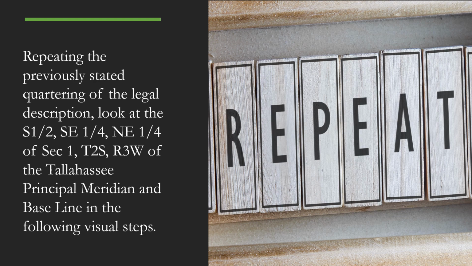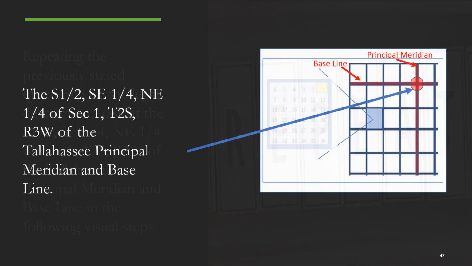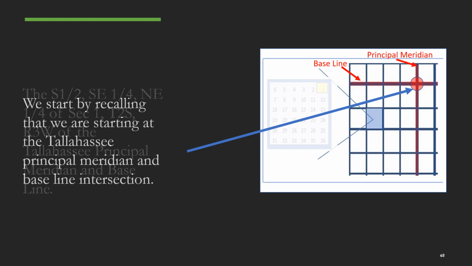Now, repeating the previously stated quartering of the legal description, look at the south one half of the southeast one quarter of the northeast one quarter of section 1 of T2S-R3W of the Tallahassee Principal Meridian and Baseline in the following visual steps. We start by recalling that we are starting at the Tallahassee Principal Meridian and Baseline intersection.